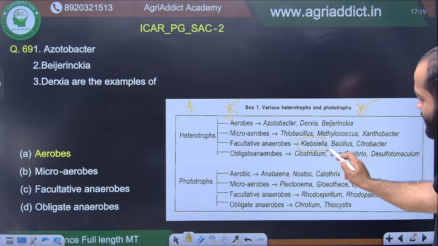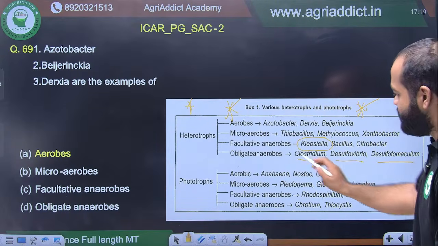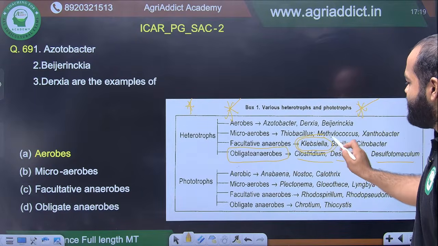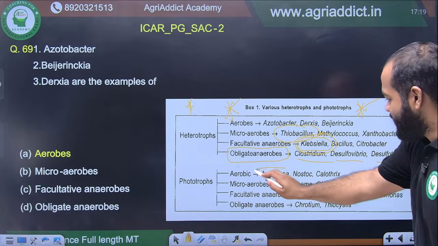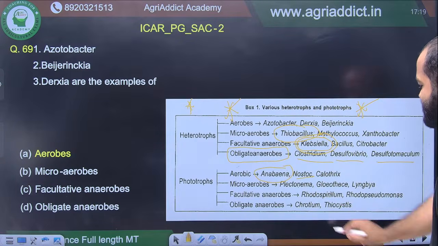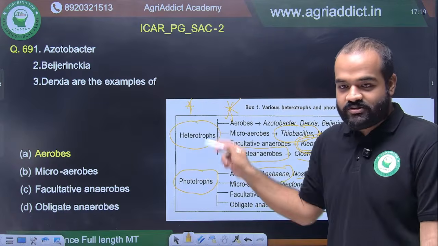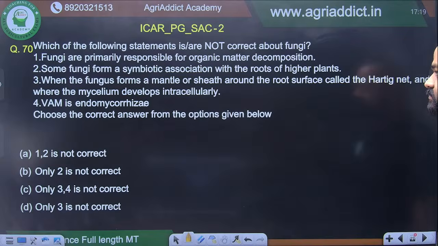Klebsiella and Clostridium everyone knows. Desulfovibrio and Desulfotomaculum, these are obligate anaerobes. This we all know. Klebsiella has been asked many a times. Thiobacillus has been asked many a times. And from here, Anabaena and Nostoc have definitely been asked. And you have to remember which of these is a phototroph and which is a heterotroph, and what is the meaning of both these terms. All right, moving on.